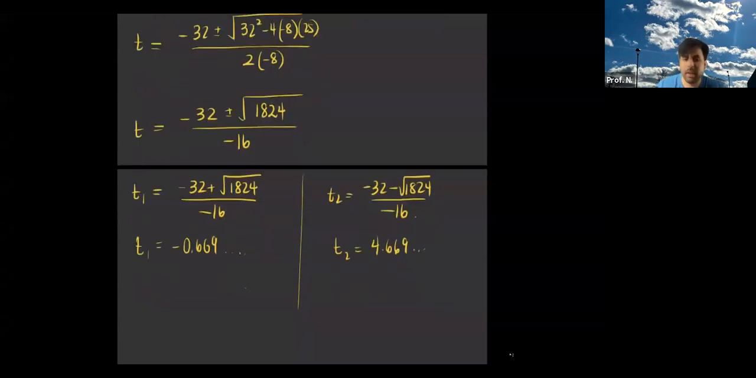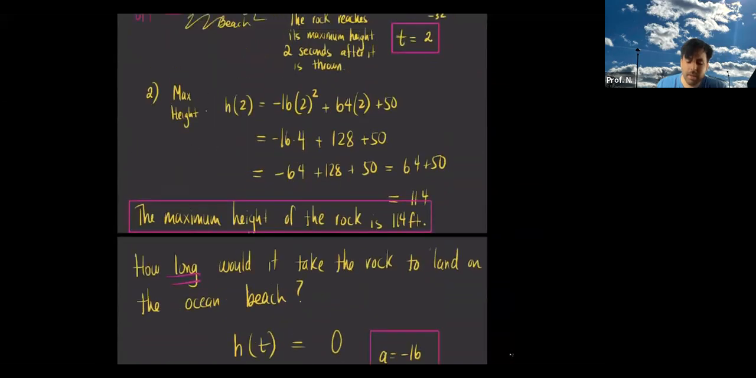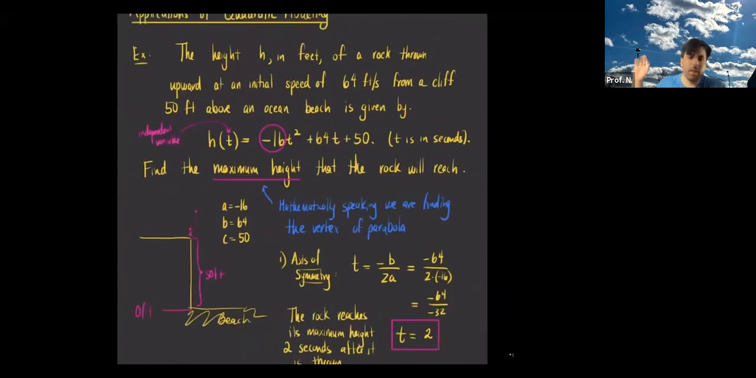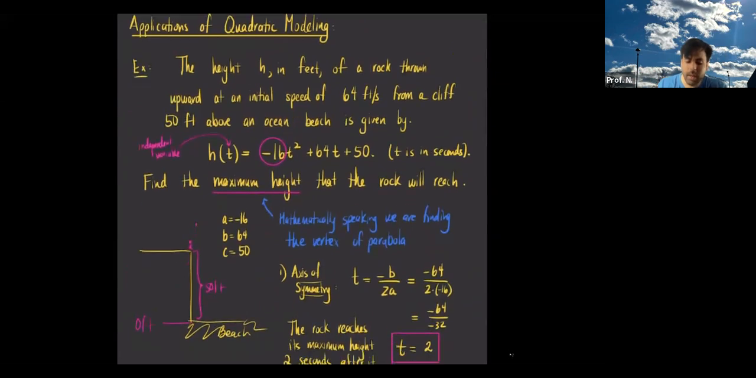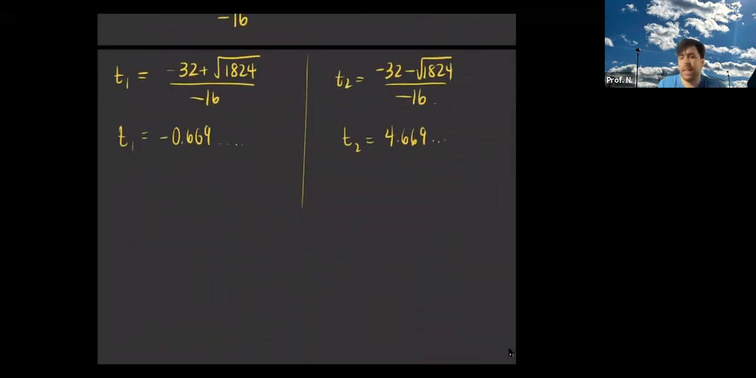So I have two solutions, right? One solution is negative, the other solution is positive. In the context of our problem, we're dealing with time, and particularly time after you throw the rock. The rock is thrown, so it does not make any sense to talk about negative time. Negative 0.6 seconds has no bearing in our world. So we reject this solution because it doesn't make sense. We can't talk about negative 0.6 seconds after I threw it.